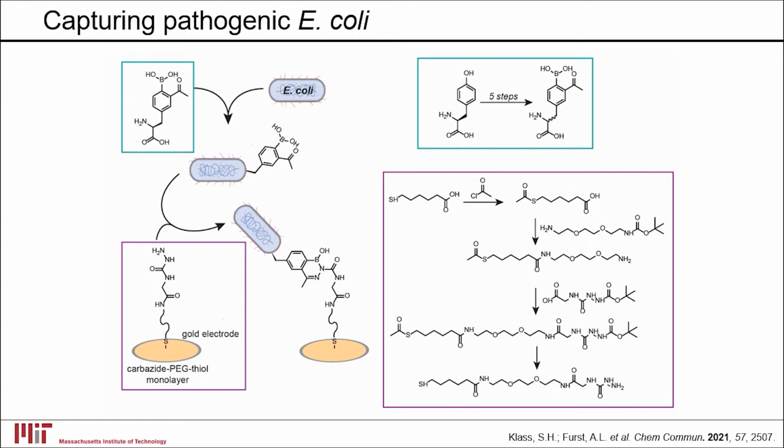This boronic acid head group will then react with a carbazide that's displayed on our electrode surface, which we've synthesized as shown on the right, that contains a terminal carbazide at one end and a thiol at the other to attach to gold electrodes. It's important to note that the E. coli have to be alive in order to incorporate this amino acid. So only those virulent bacteria are going to be monitored with this assay.